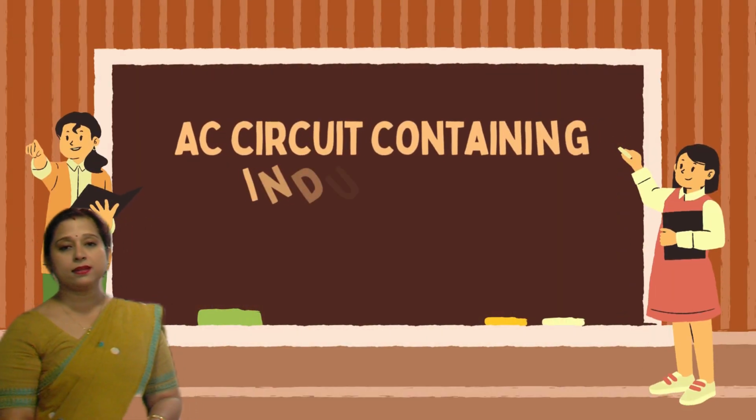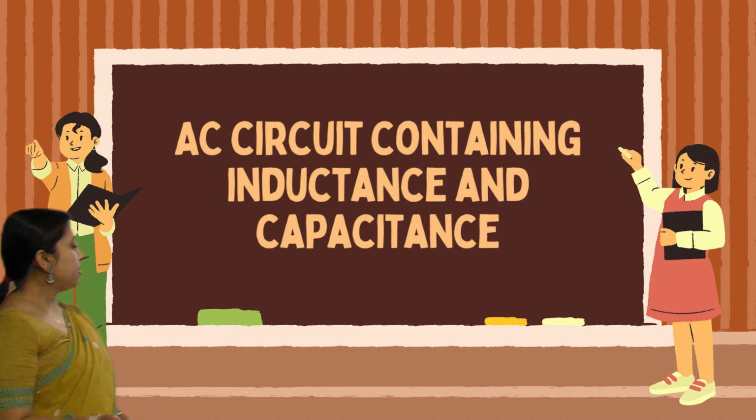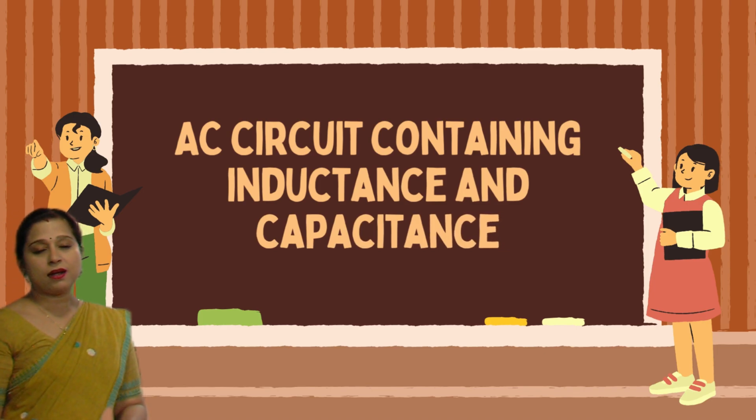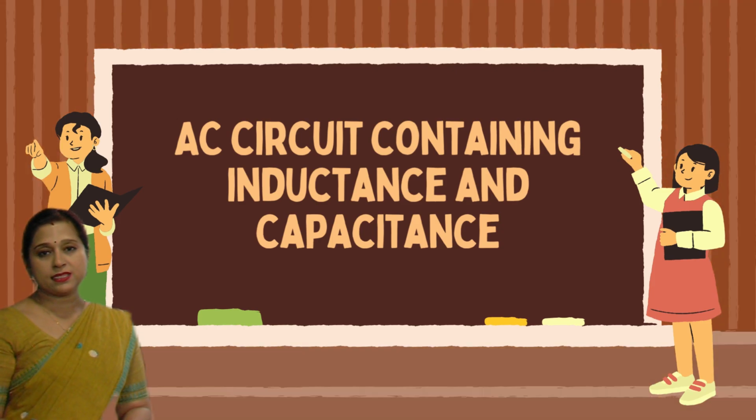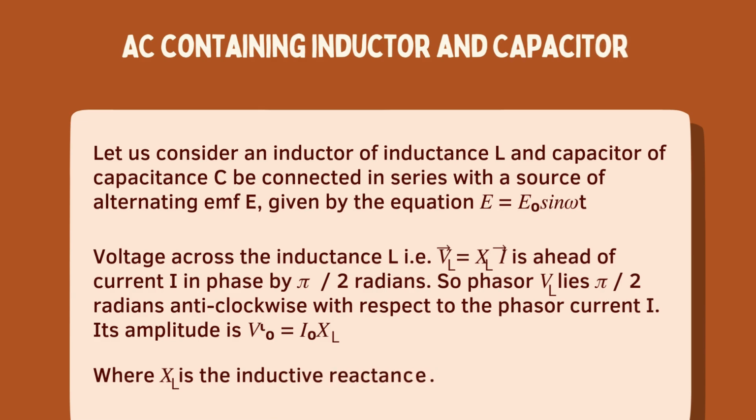Let us go for another kind of circuit in which an inductor and a capacitor are connected in series with an AC source. So, a capacitor of capacitance C and an inductor of inductance L are connected in series with an AC source of EMF E. So the equation for the EMF is given by this.